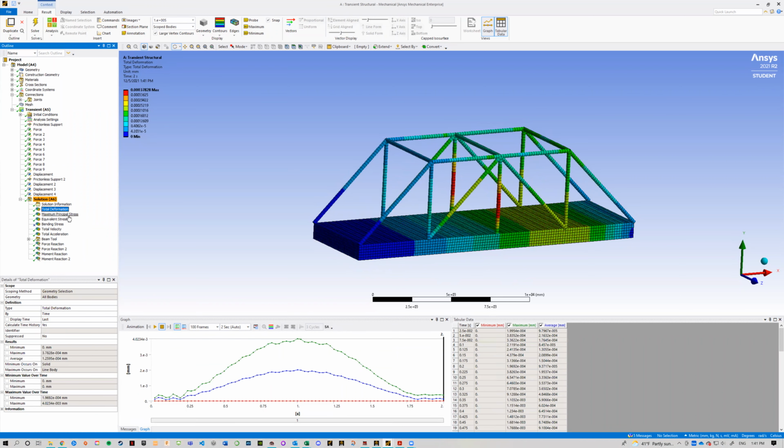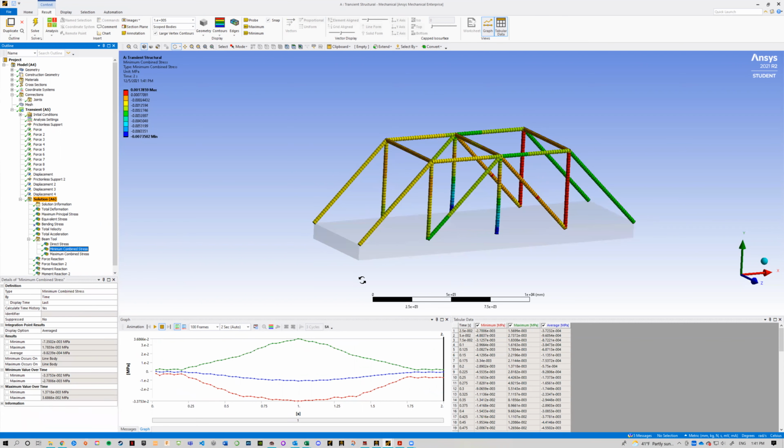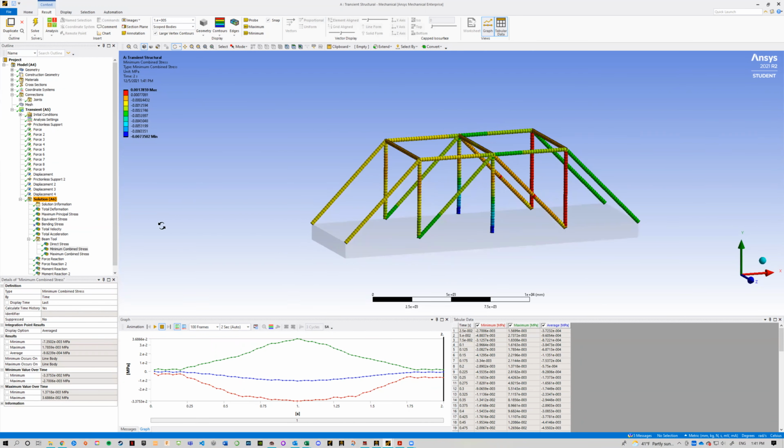So let's see. I also did maximum principal stress, and this maxes out at 4.6 times 10 to the negative second megapascals in the bottom part, which is just that solid steel part. For the maximum combined stress in the beams, we also get not too large, 3.6866 times 10 to the negative second megapascals. So that's well under the yield strength of steel. Yeah, so that's completely acceptable.